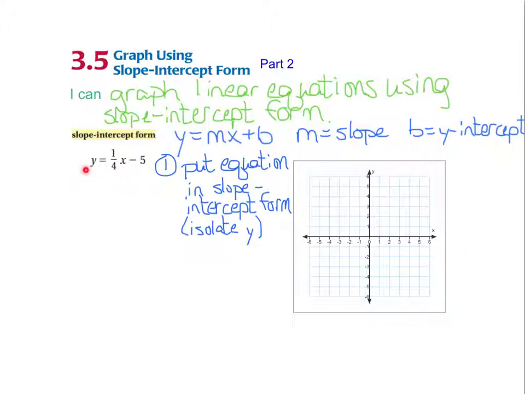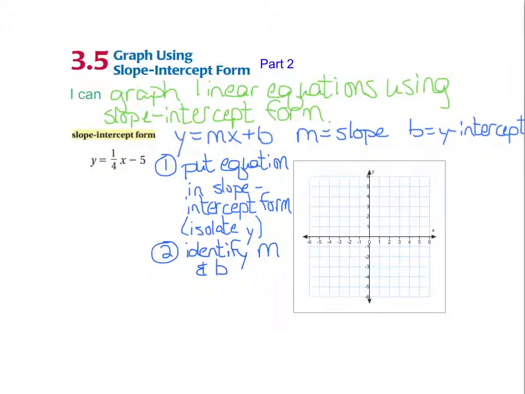Okay? So look at this equation here. y equals 1/4 x minus 5. Is it in slope-intercept form? Is y isolated? And it is. So we're good. Okay? Step 1's already been done for us. Step 2 is going to be to identify m and b. We're going to identify the slope, and we're going to identify the y-intercept.